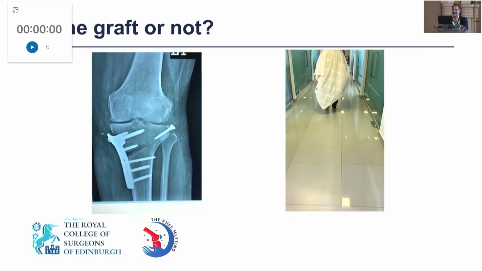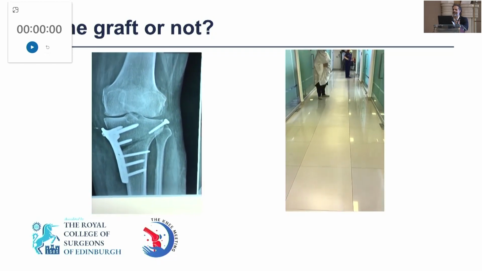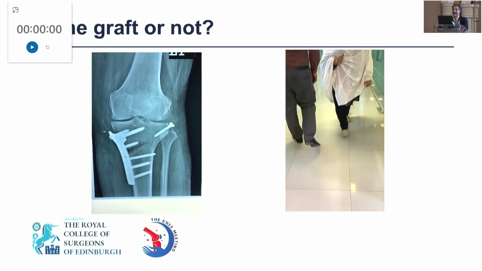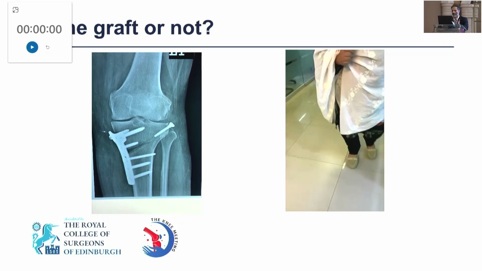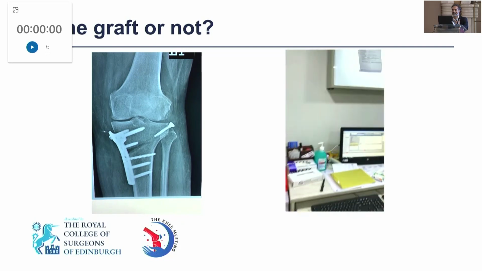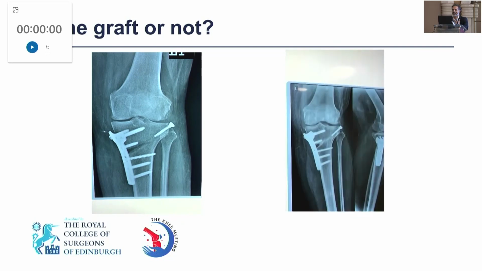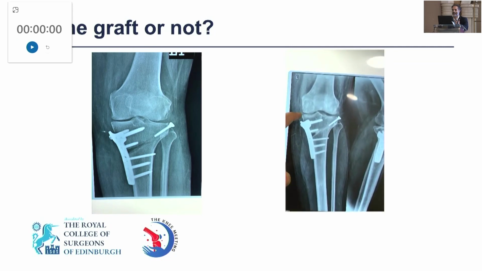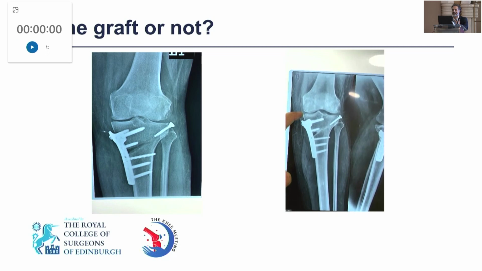But this is her 7 months down the line. I don't use bone graft, again for cost reasons as well. And I think at some point I do take this up to see that at 7 months it is filling up. We've still maintained certain joint line. The slope is maintained as well.